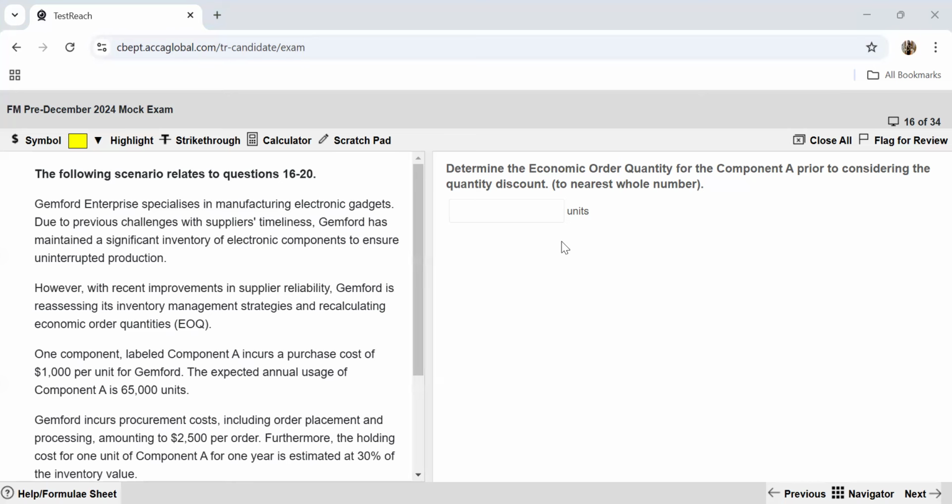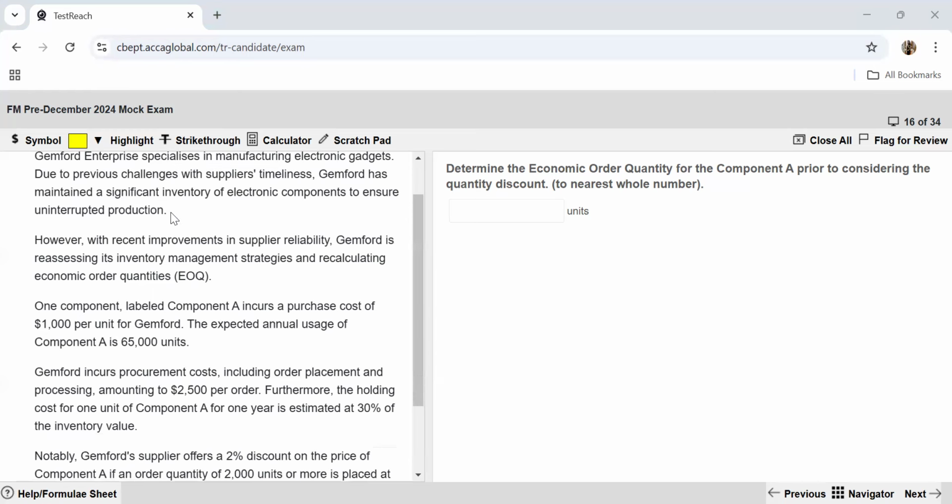The name of the company is Gemford Enterprises. Let's read the scenario first. It's a short one. Gemford Enterprise specializes in manufacturing electronic gadgets. Due to previous challenges with suppliers' timeliness, Gemford has maintained a significant inventory of electric components to ensure uninterrupted production. However, with recent improvements in supplier reliability, Gemford is reassessing its inventory management strategies and recalculating the economic order quantities, or as you know, the EOQ.